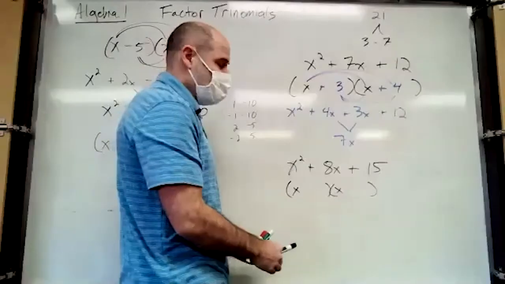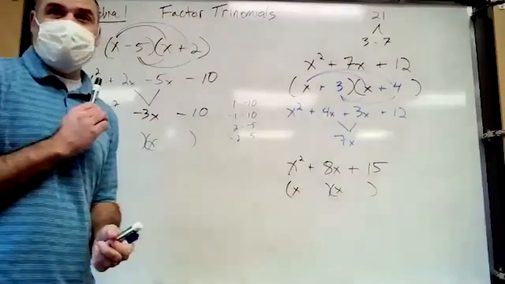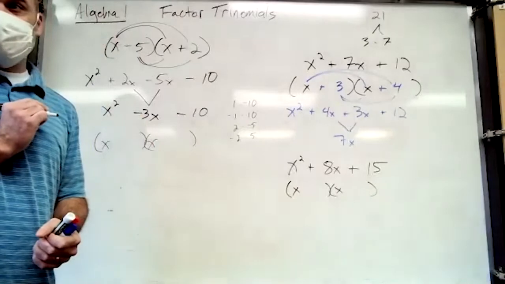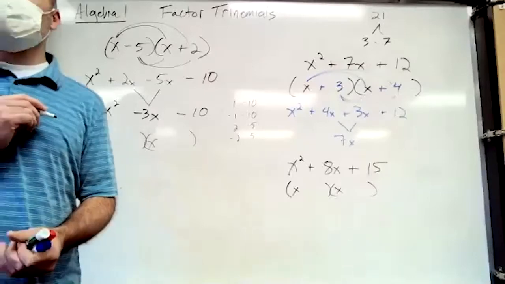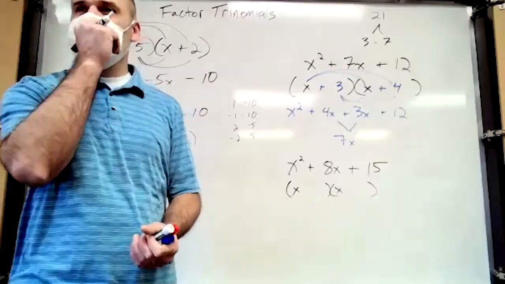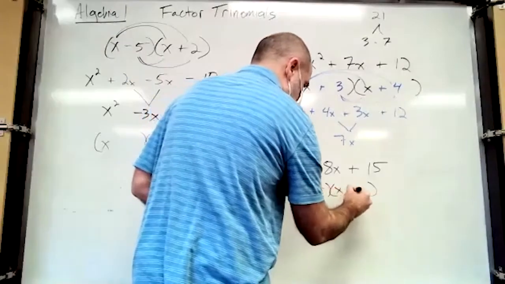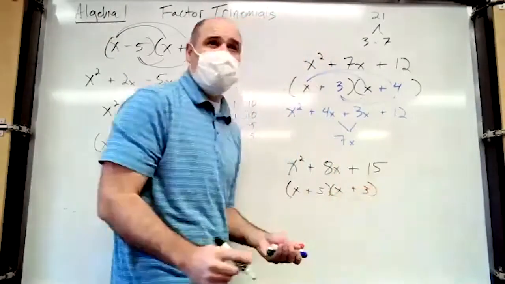So question: what two numbers multiply to get 15 and add to get 8? Is it long? It's a normal size text. What two numbers multiply to get 15? Brianna? 5 and 3. Okay, now does it matter if you say 5 and 3 or 3 and 5?